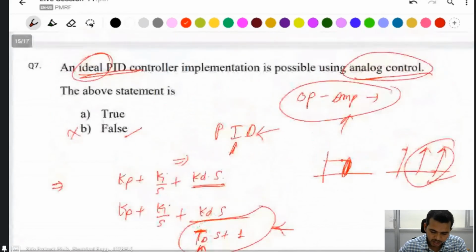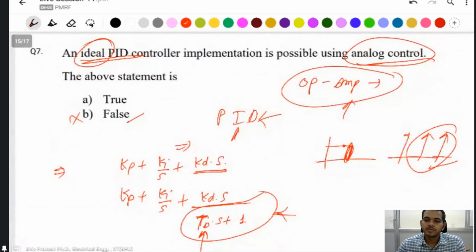This was, I think, the last question. I'm stopping here.